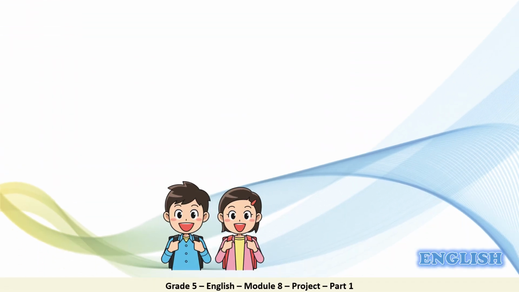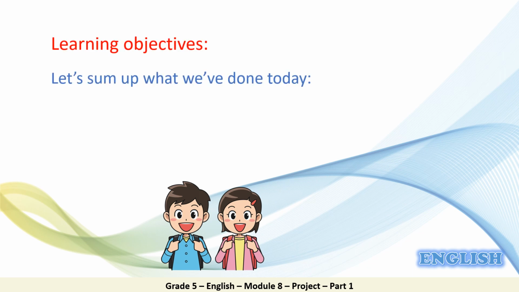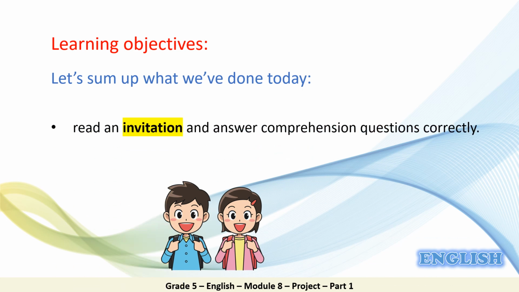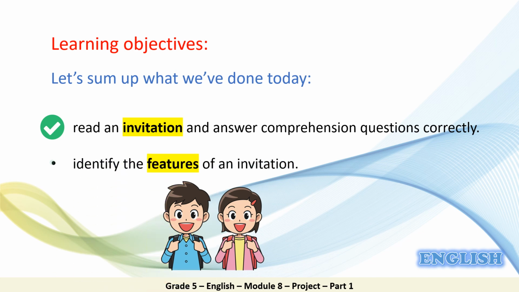Good job, my dear students. We have reached the end of our lesson for today. Let's take a look at what we have done. Number 1, we read an invitation and answered comprehension questions correctly. Number 2, we identified the features of an invitation.